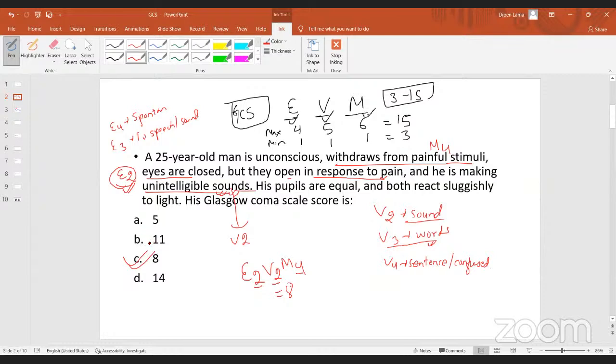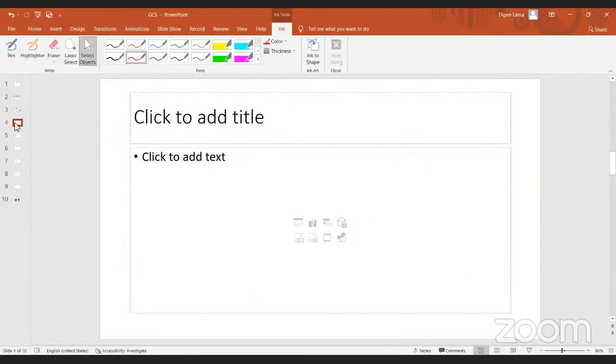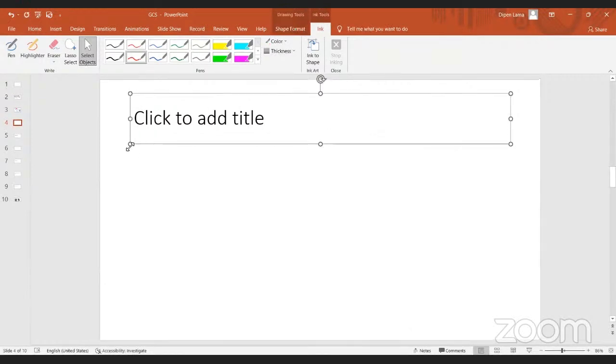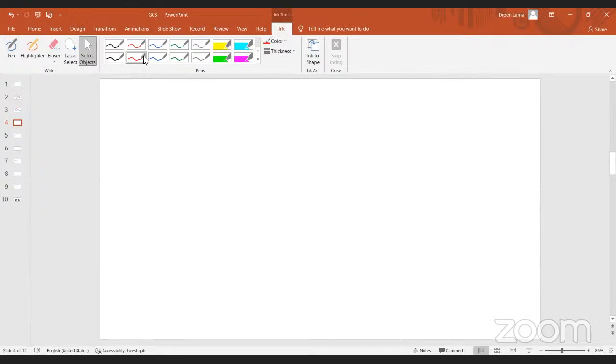Recently the GCS has been revised. GCS has been revised to GCS-P. So let us discuss the revised GCS also. That is GCS-P. What is P? It is pupillary response. This is the revised Glasgow Coma Score, and P is pupillary response.